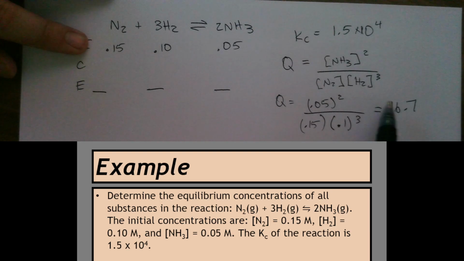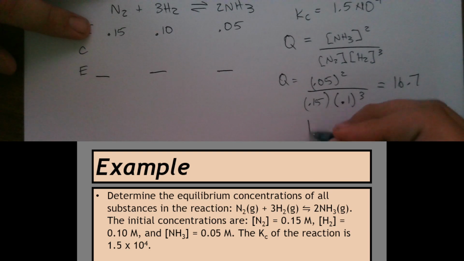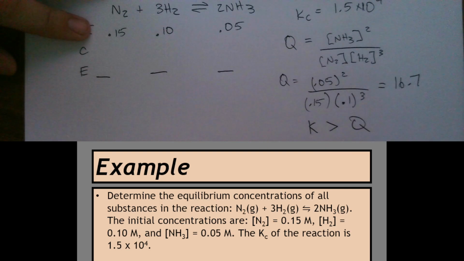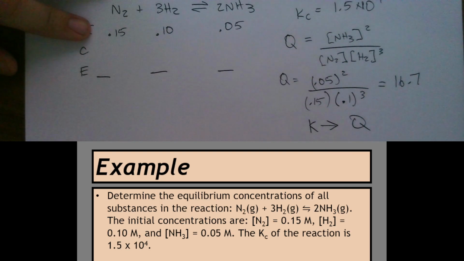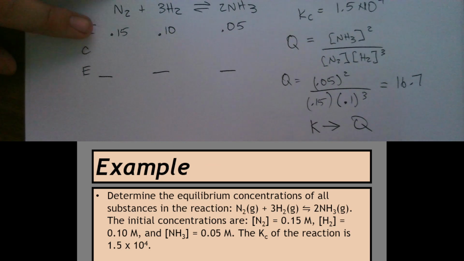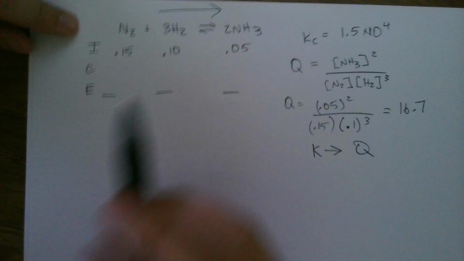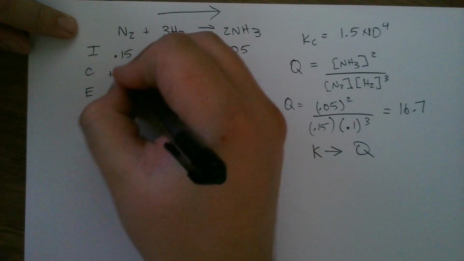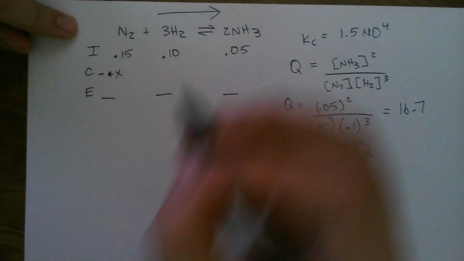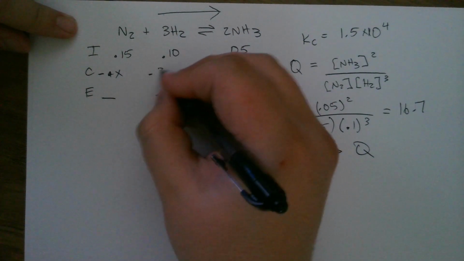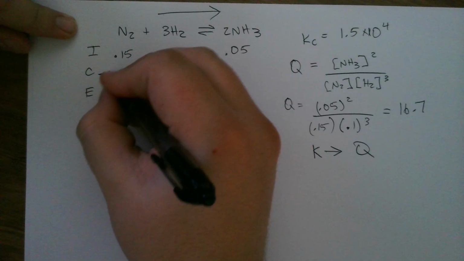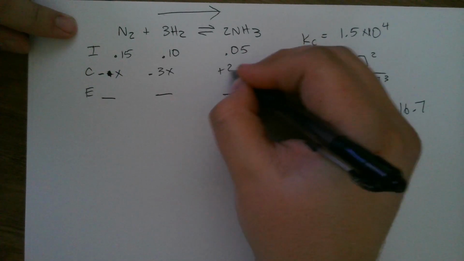Let's compare K and Q to see which way the reaction will go. K is bigger than Q. Reaction goes to the right. Make sure this is in alphabetical order. K comes first, then you write Q, then you can use that little shortcut. All right. So this reaction goes to the right, which helps me get my signs right. I'm going to plus X, sorry, that's wrong. I'm going to minus X here. I'm going to minus 3X here. I'm going to plus 2X here.